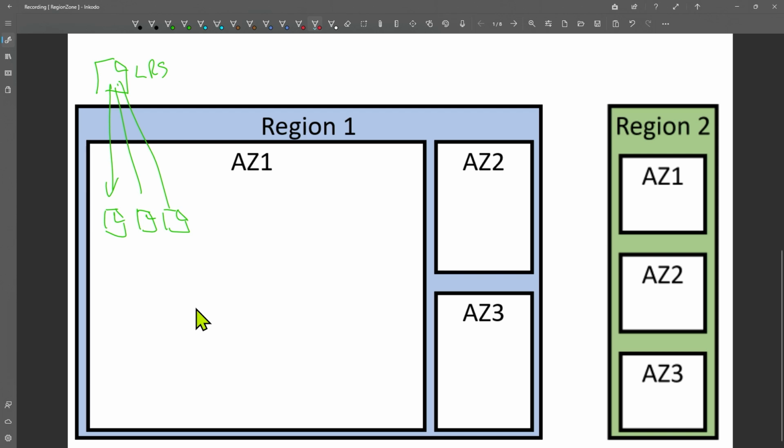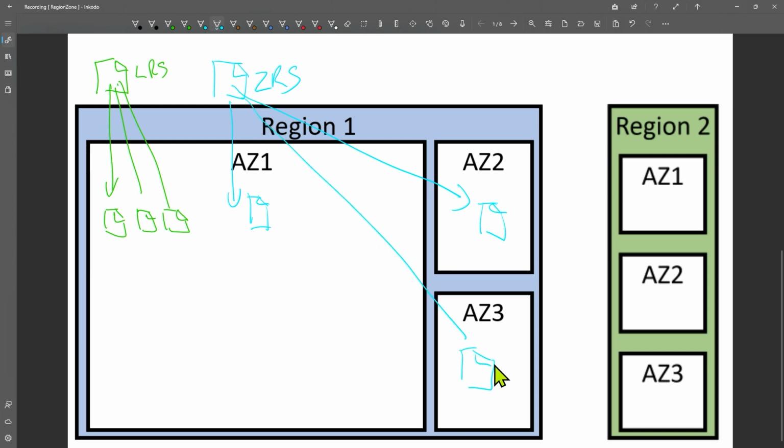What we now have is a thing called ZRS. I'm going to draw this as a blue file. And so ZRS takes those 3 copies, and this time it writes them across 3 different data centers, but within the same region, because they're in the same storage account. Going back to it, a storage account is redundant copies within the same region. This way I can lose an entire data center, but now I've got extra copies in other data centers.